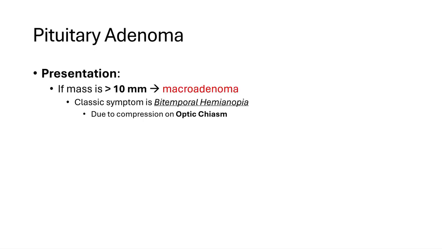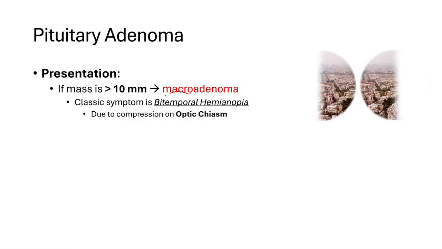We first look at the size. If the mass is greater than 10 millimeters or 1 centimeter, this is known as a macroadenoma. These adenomas have the possibility of causing visual issues because the pituitary sits right above the optic chiasm. This classic symptom is going to be bitemporal hemianopia, where you cannot see out of the temporal portions or the bilateral lateral portions of the eye. And again, this is due to compression of the optic chiasm.